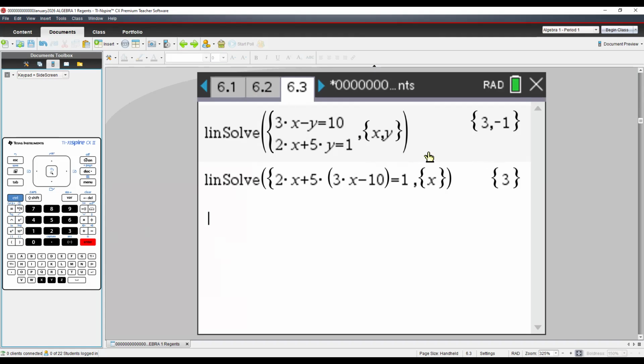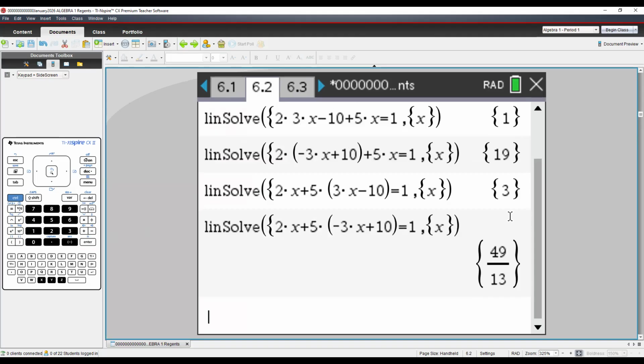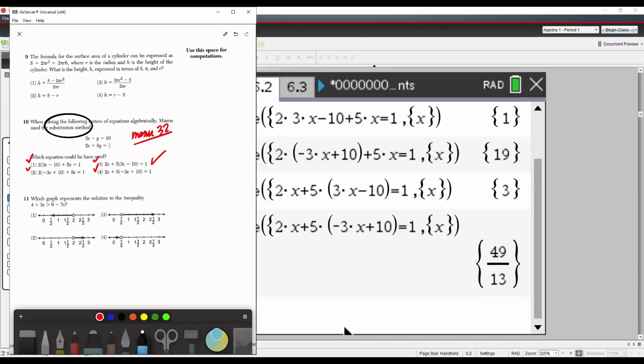Now, when I did the other ones, none of the other x values match. So I know that this is the answer. But it is the answer also because that's what we've done. We've substituted in 3x minus 10 for y. And now that's what we're doing, all right? So the answer for this one is 3.